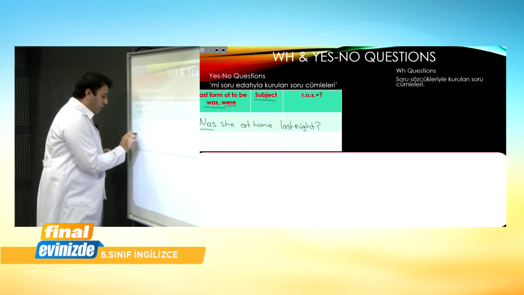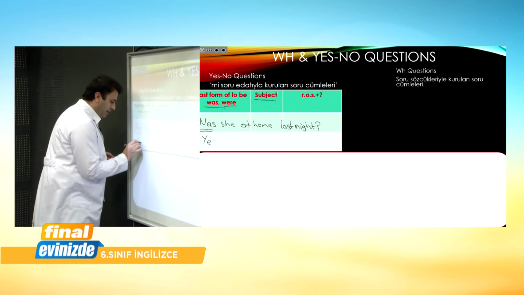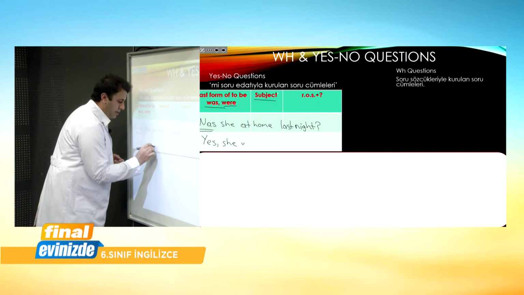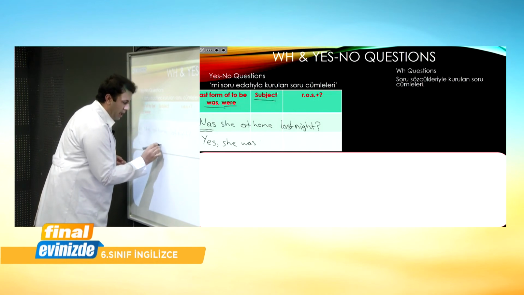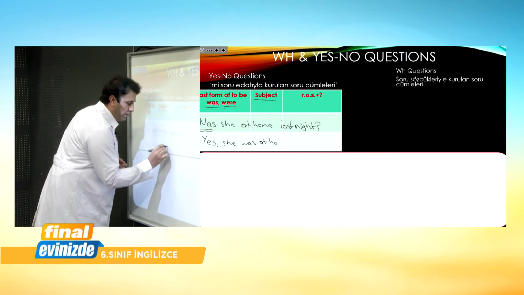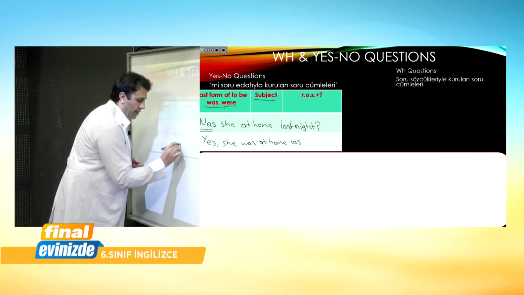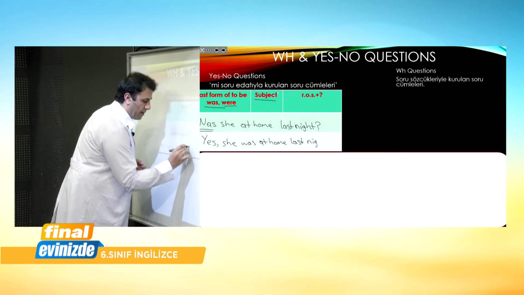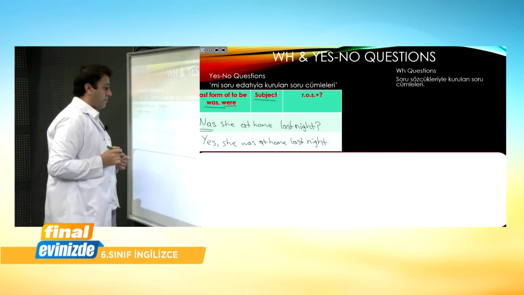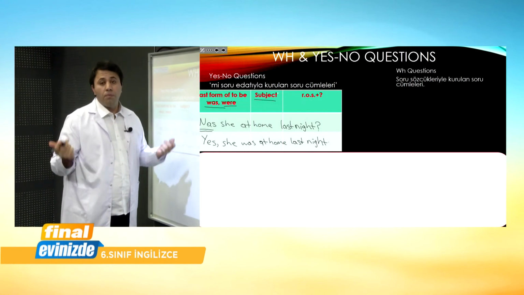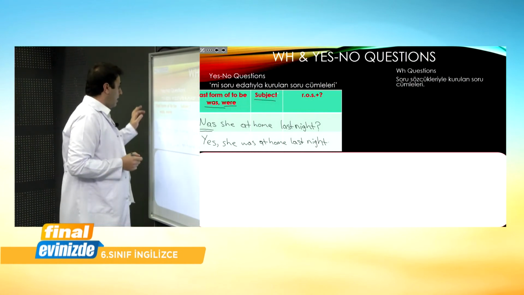Then we are going to say yes, she was at home last night. All right? Okay. We can say that no, she wasn't at home last night as well. All right? Let's go ahead.